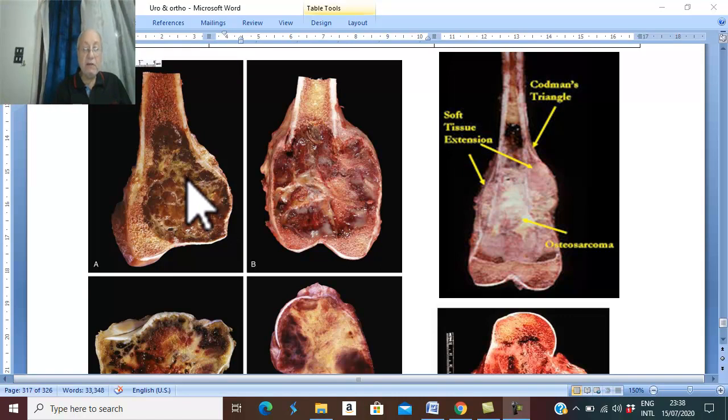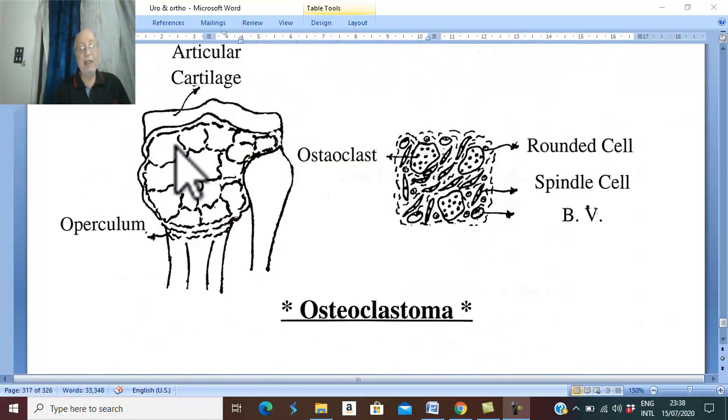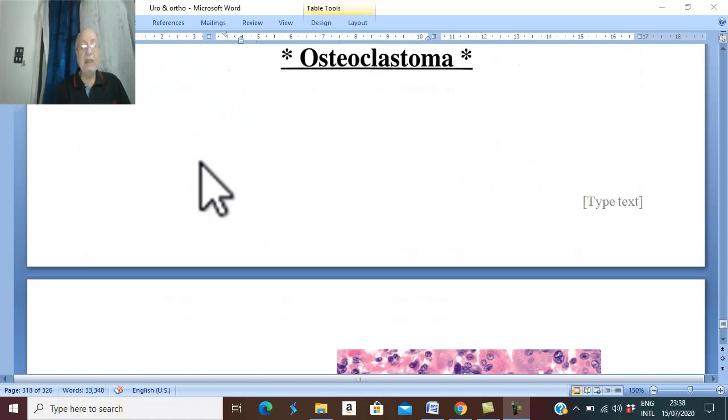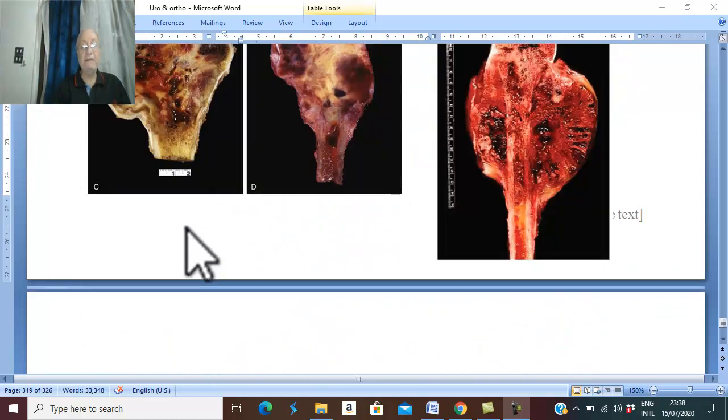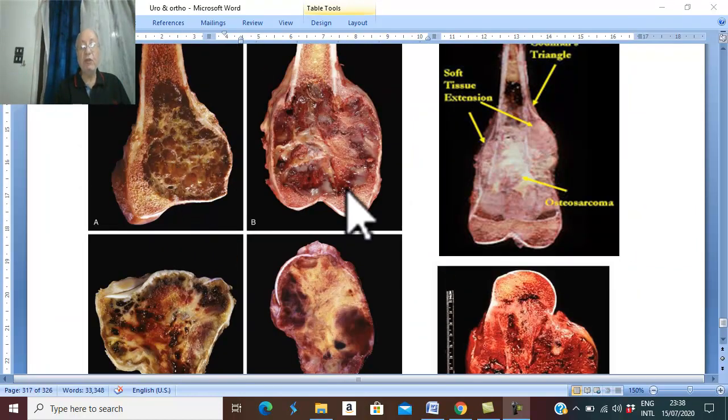There are fibrous or bony trabeculae dividing the tumor into unequal compartments. These unequal compartments appear in X-ray like rounded or oval or irregular compartments, which give the soap bubble appearance. Typically, the cut section shows this brownish or brownish red color, and shows areas of hemorrhage and degeneration.